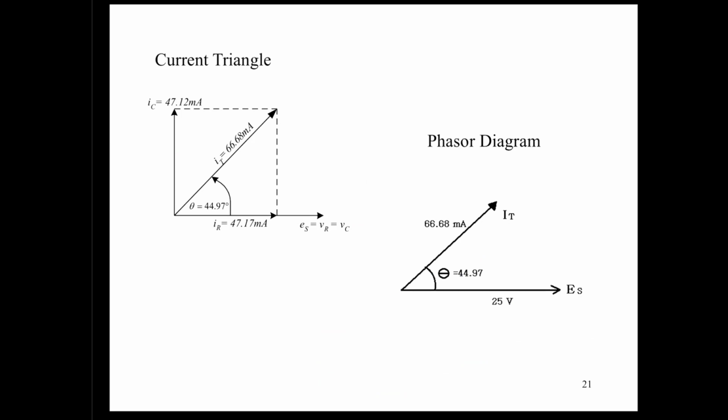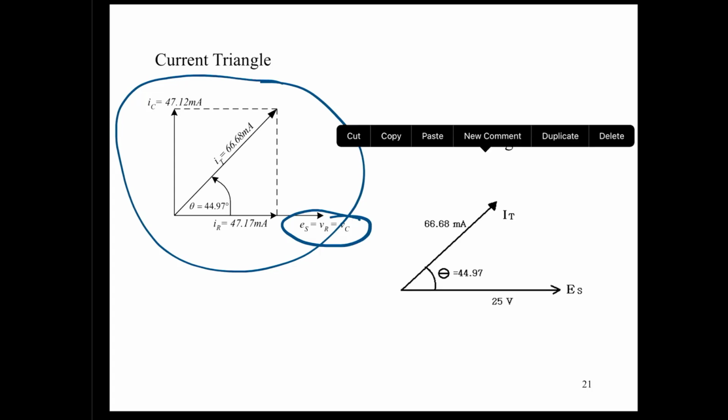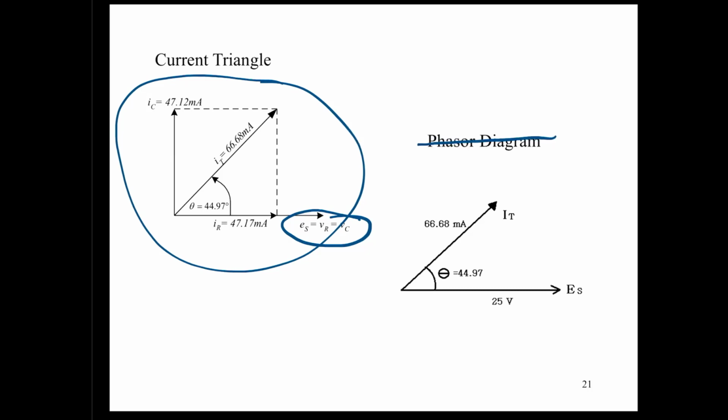Okay, so if we were to look at the current triangle for that relationship, here are the values being put right in the triangle. Remember, our values of voltage are all in phase and an equal value, so this would be your applied voltage here. And this is what's called a phase angle diagram. I would actually prefer to call that a phase angle diagram.